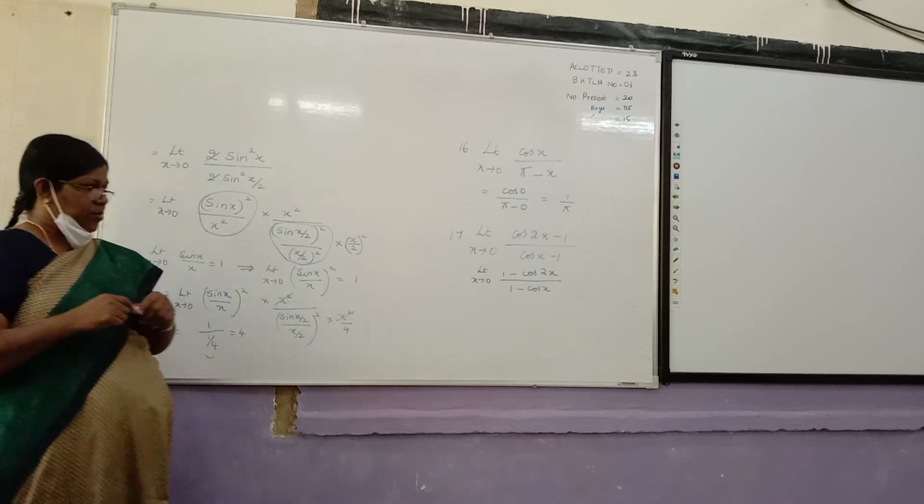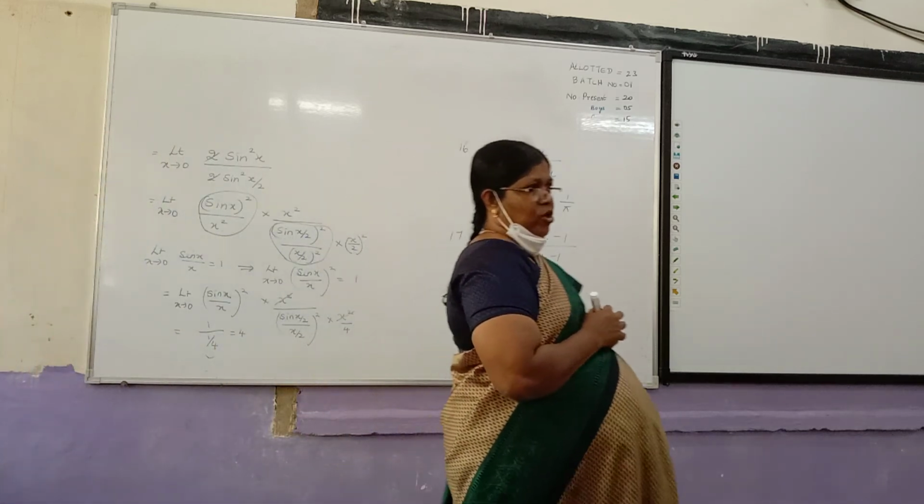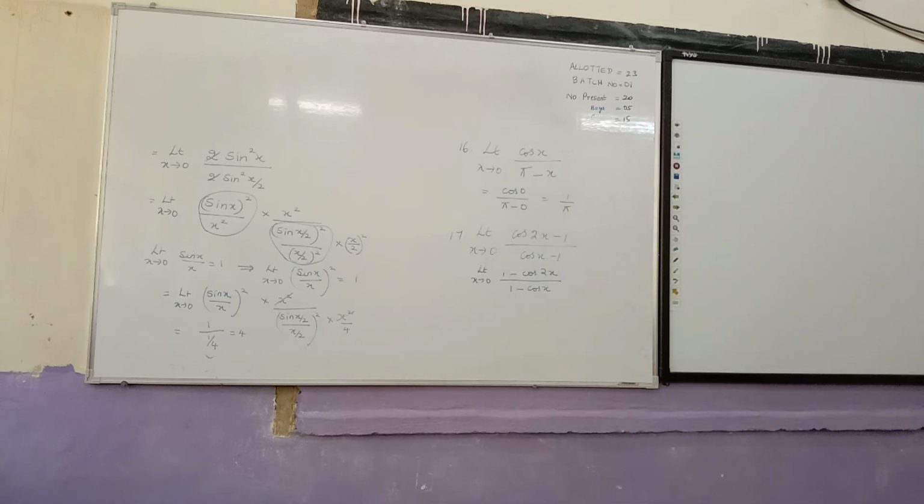Okay. So remember this formula: 1 minus cos 2x and 1 minus cos x.